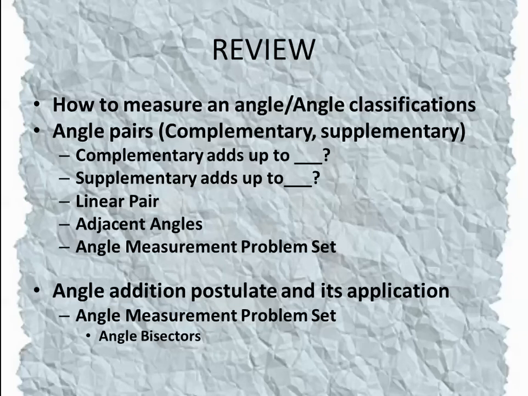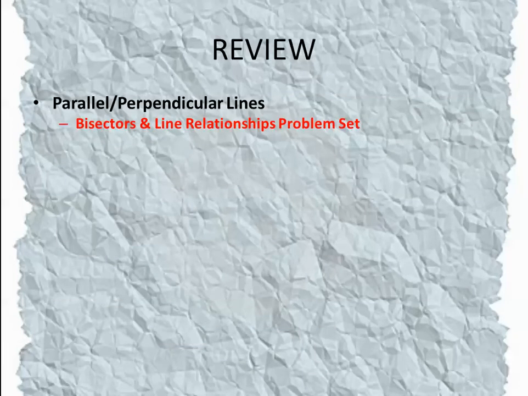You also need to know the angle addition postulate and how to apply it, and this seems to be one of our weaknesses in Unit 1 this semester. And you also need to know what an angle bisector is. You also need to be able to recognize parallel and perpendicular lines and know their definitions. Be able to go through and work the bisectors and line relationships problem set.